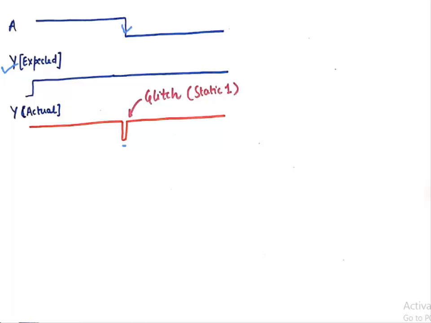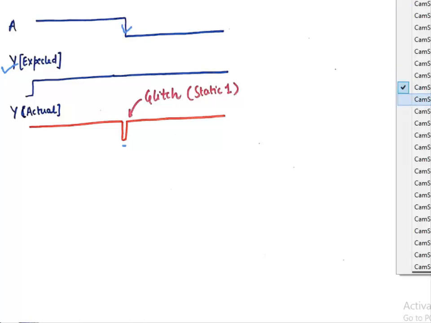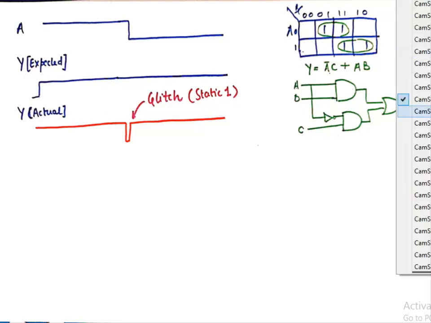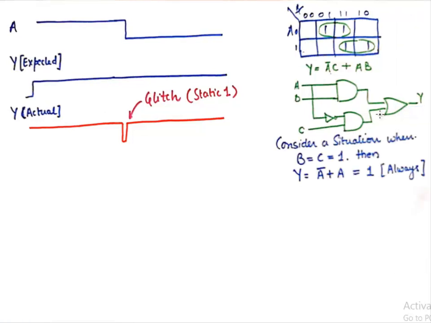Any circuit which produces such a condition is known as a hazardous circuit with static 1 error or static 1 hazard. Now let's look at this K-map. If you have a K-map like this, you could reduce it to this expression: Y equals A bar C plus AB. We get a logic circuit like this, and in this logic circuit, for a certain condition, please understand that the hazard does not occur for all the conditions.